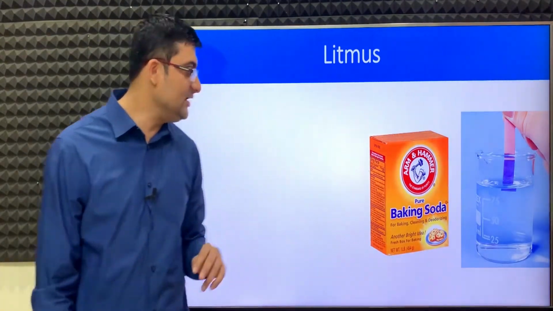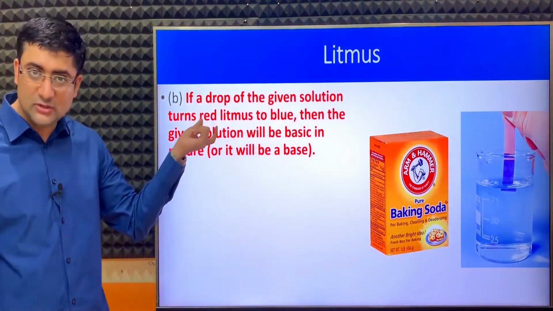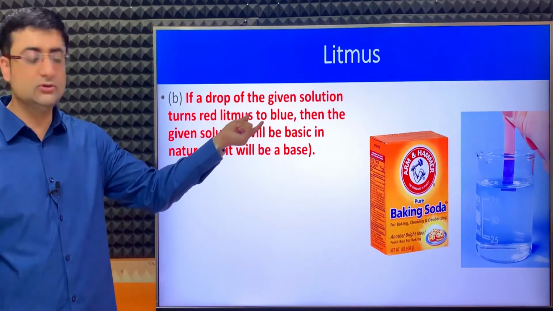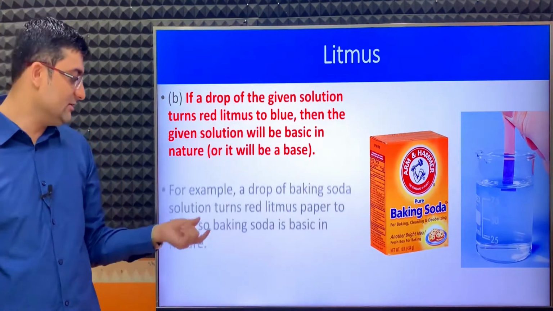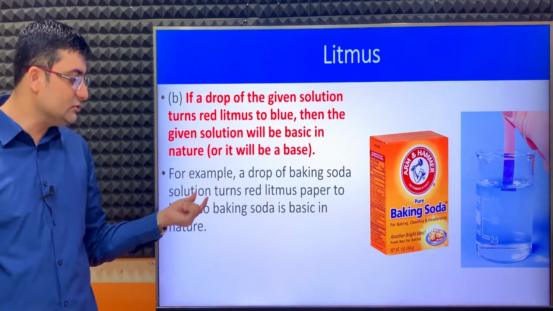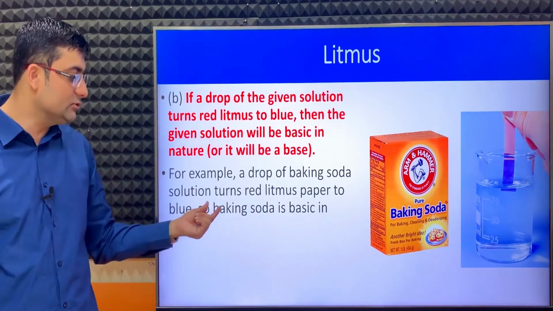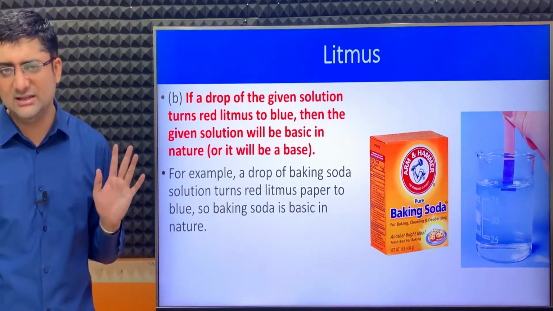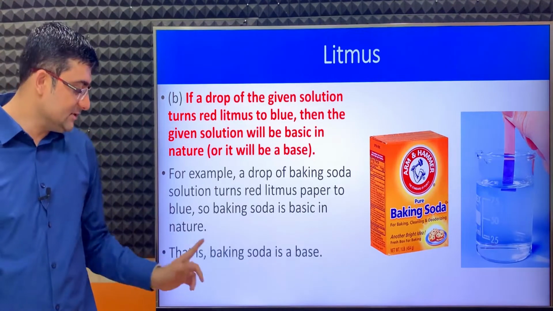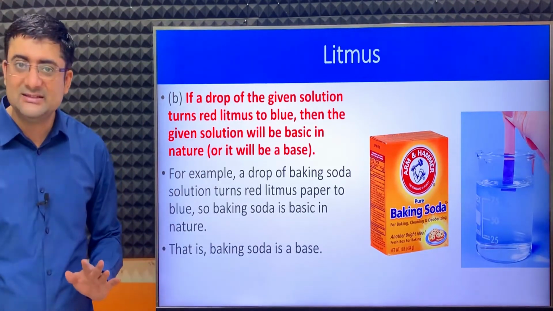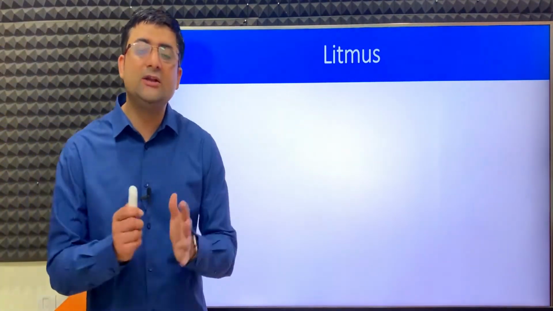Right guys? Let's read about it. If a drop of the given solution turns red litmus to blue, then the given solution will be basic. For example, a drop of baking soda solution turns red litmus paper to blue, so baking soda is basic in nature. It is as simple as that, guys. That is, baking soda is a base. Is this clear? So I hope guys how litmus works is clear.